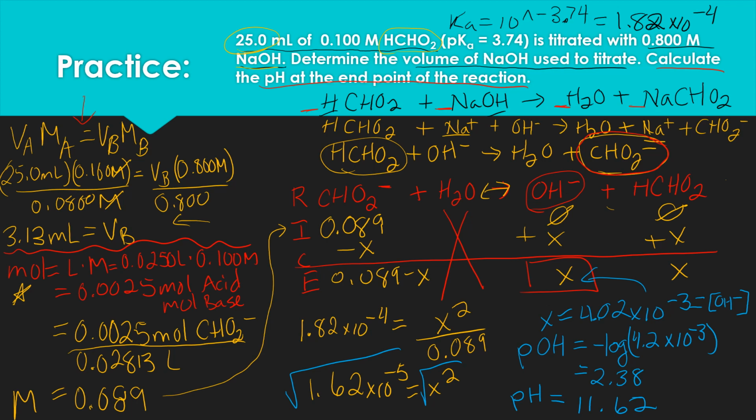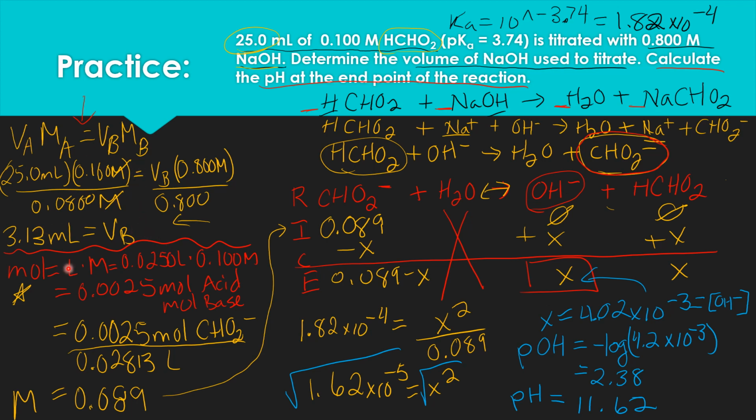Okay, this process is a little more tedious. I get it. So let's just talk through it. So we started out finding the volume of our base. When we reach our equivalence point, when we have equal moles of acid and base, we can find our volume or any of those missing pieces from that. So we have our volume of our base.